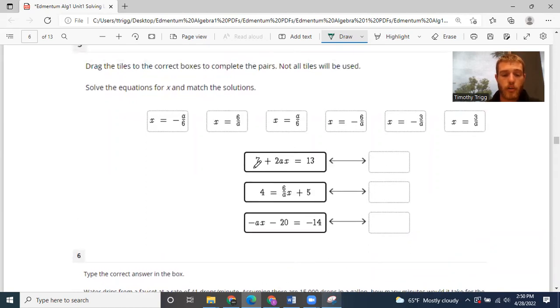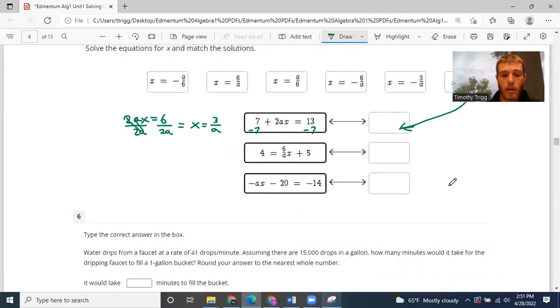So for this first one here, we would subtract 7 from both sides of the equation, giving us 2ax equals 13 minus 7, which is 6. Then I would divide by 2a, giving us x equals 3 over 2a. That 3 and 2, I could reduce by 2, right? So that's 3 over a. Okay, so 3 over a. This one goes here. All right.